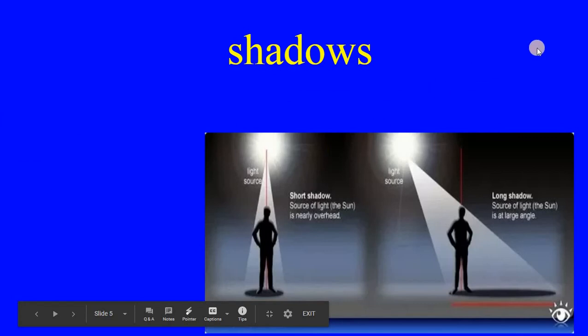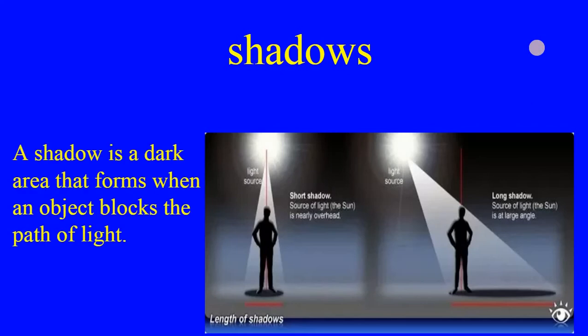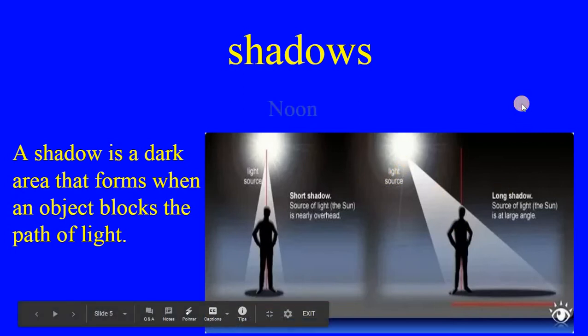We're also looking at shadows. If you take a look at this picture here, we'll describe what a shadow is. A shadow is a dark area that forms when an object blocks the path of light. In this case, it's this little person here. And take a look at the light source and take a look at the shadow. This is about noontime. Notice the shadow because the light source is right above the person's head. And look at the shadow.